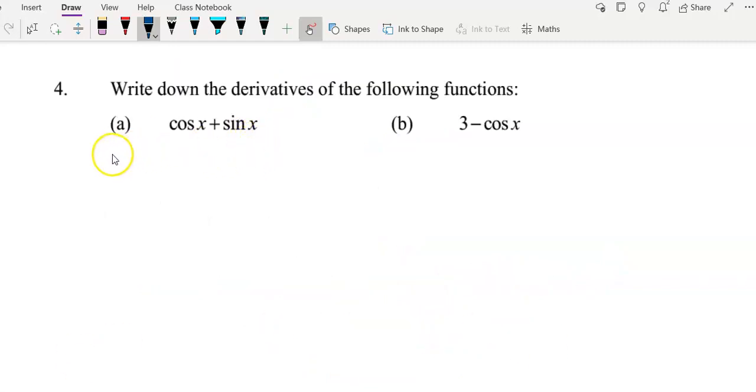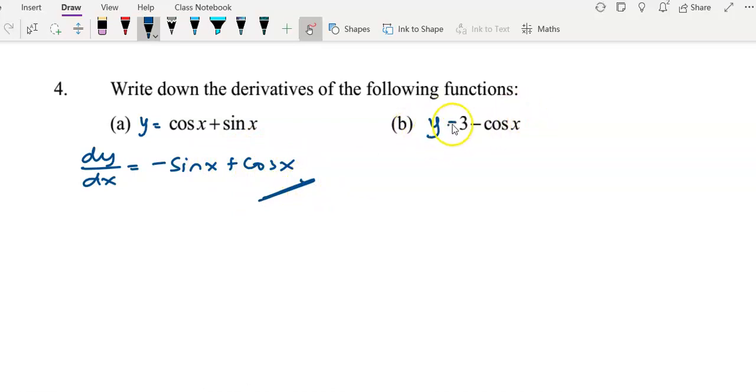For question 4, I got 4 questions. So we just name our function as y, and then to get your dy/dx, we just differentiate term by term. Differentiate cos, you have your negative sign, and differentiate sine, you get cos, just like that. And then again, I rename my function as y, and dy/dx will be equivalent to differentiating the 3, you get 0. Then here you have a coefficient negative 1, just write it down. And after that, differentiate the cos, you get negative sine. From here, you have negative multiplied by negative, you have a positive sign.